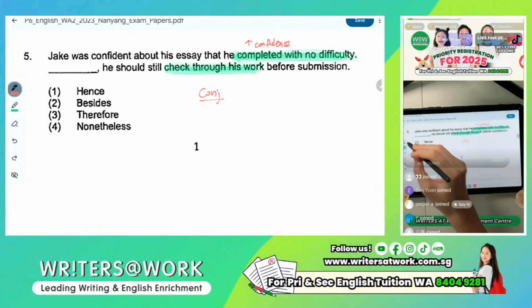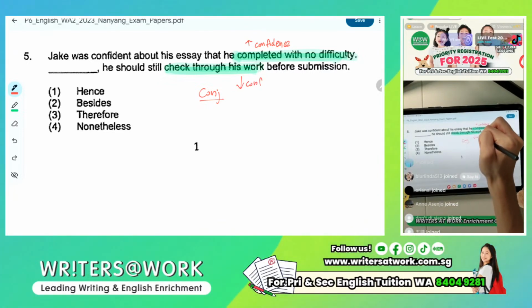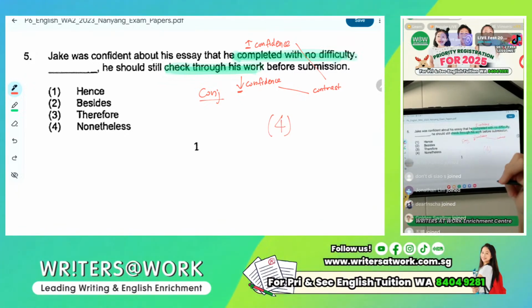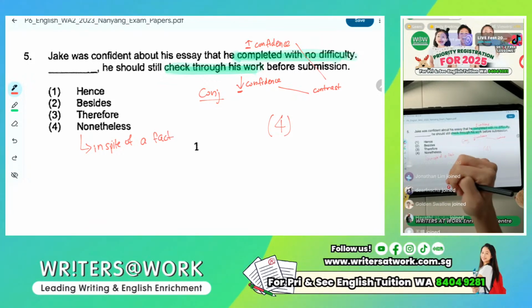So over here, we are looking at how something else needs to be done. And when people check the work, apart from being careful, sometimes they have low confidence. That's why they will need to keep looking over and over again to make sure that they are assured. Okay, so let's stick to this idea. Because of these two, one is increased confidence, one is low confidence, there is a contrast. As such, we'll use number 4 because this is the only conjunction here that shows in spite of a fact. Which is the same as contrast.